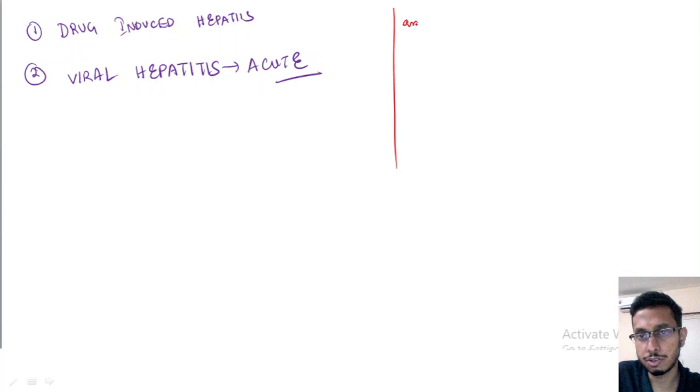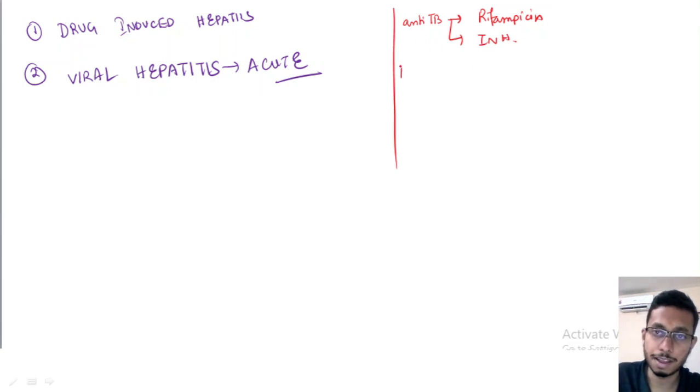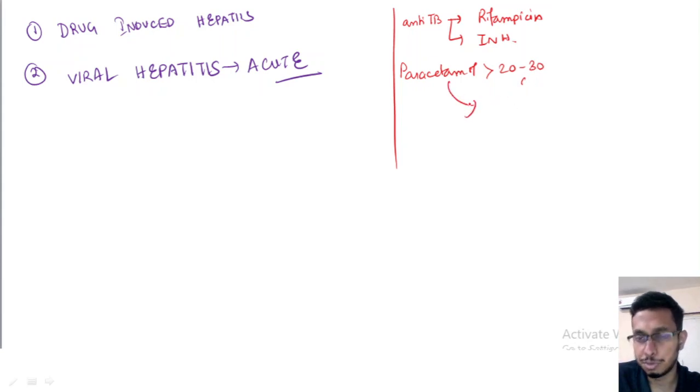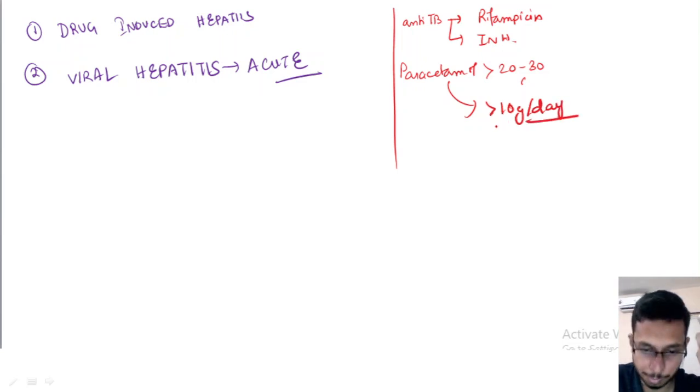You should always rule out ATT, anti-TB drugs, that is rifampicin and isoniazid use. You will rule out paracetamol poisoning. The poisoning dose to produce a hepatocellular pattern is around 10 gram per day, more than 10 gram. So that is around 20 or more tablets of 650 milligram paracetamol.